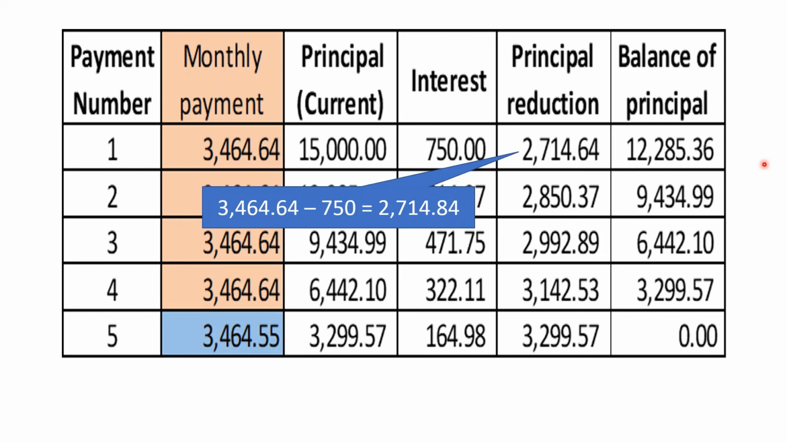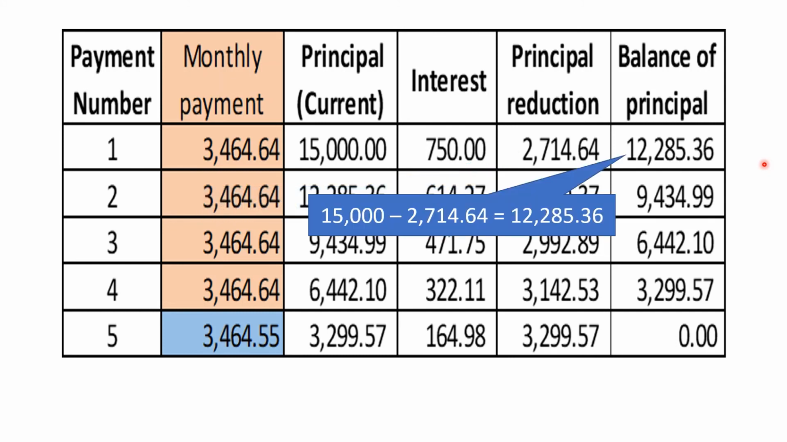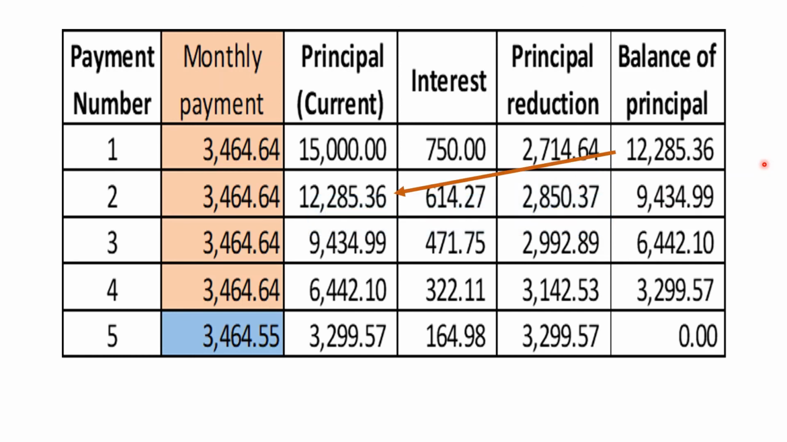And the balance of principal, 15,000 pesos less 2,714 pesos and 64 centavos is equal to 12,285 pesos and 36 centavos. Okay? So, the balance of principal at the end of every payment period became the current principal of the next payment period.